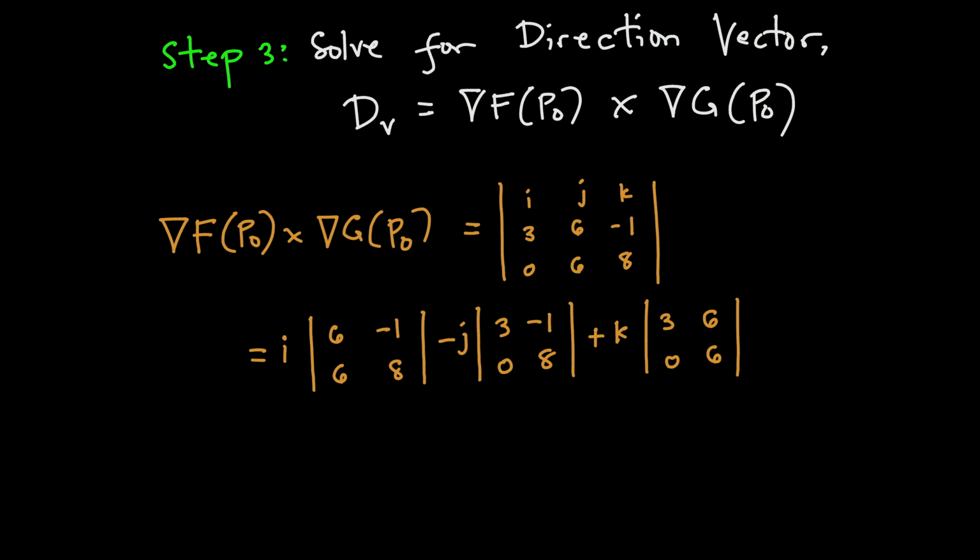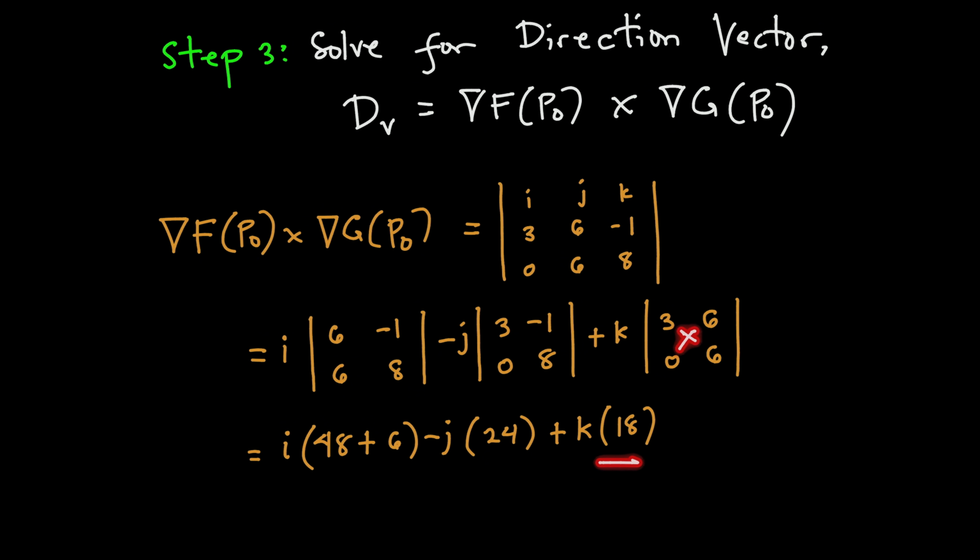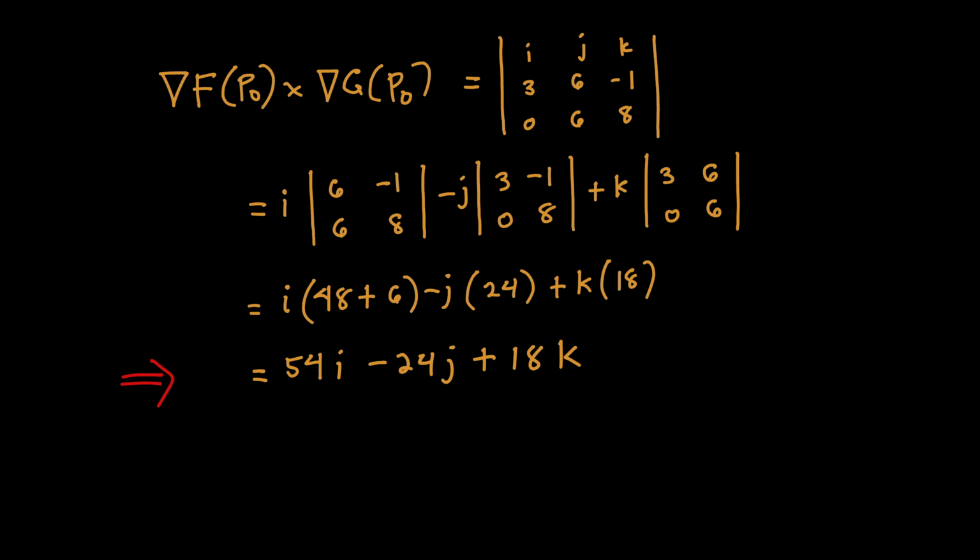Now, doing so, we have this one. Cross multiplying this one, we have 48 minus negative 6. That's why you have 54. This one is 24 minus 0. That's why you have 24. And this one is 18 minus 0. That's why you will have this value. Simplifying this one gives us this vector, which is equal to the vector (54, -24, 18). And therefore, we already have the direction vector for our tangent line.